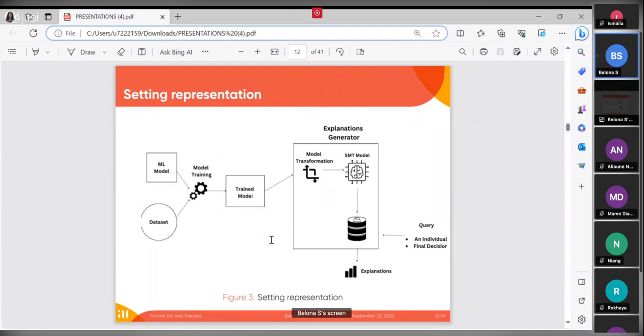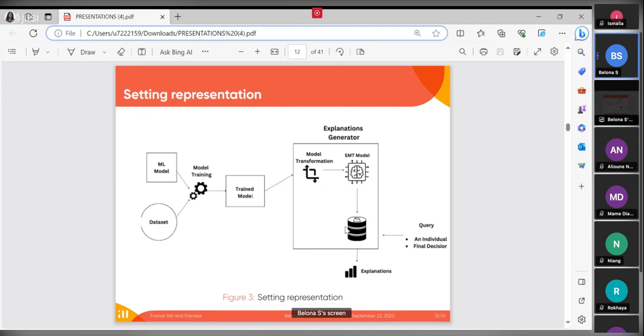So, what is formal explanation? Before we answer this question, I will first explain the setting of formal explanation. Formal explanation is a kind of post hoc explanation. What does it mean? When we are working with formal explanation, we work after the model is trained. As you can see here, we have a data set, we train a model, and at the end of the process, we have a trained model. Formal explanation works on this part, when the model is already trained.